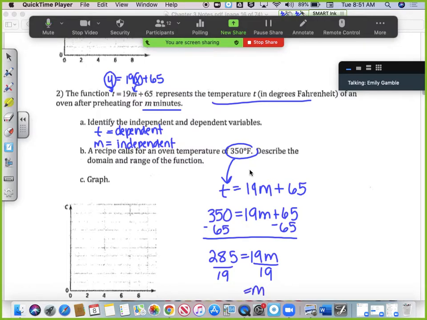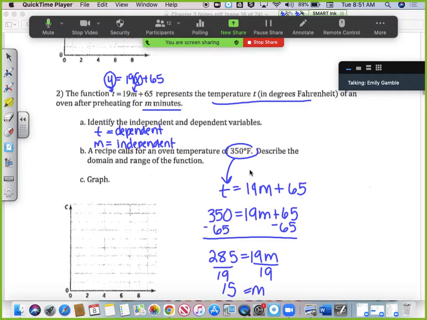How many minutes is that? What's 285 divided by 19? Anyone? Once? Twice? 15. Okay, so that's a long time actually. It takes 15 minutes for the oven to preheat to 350.